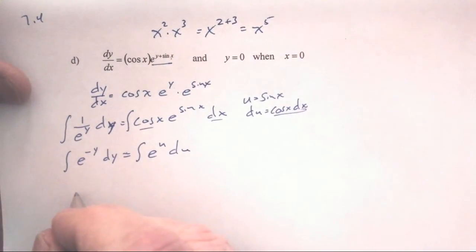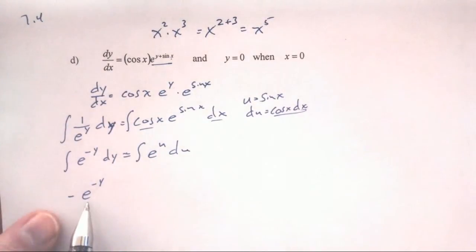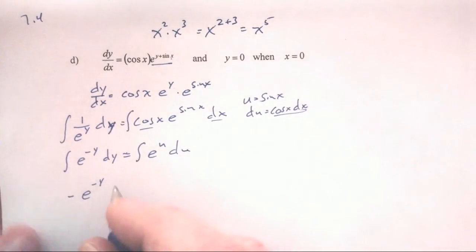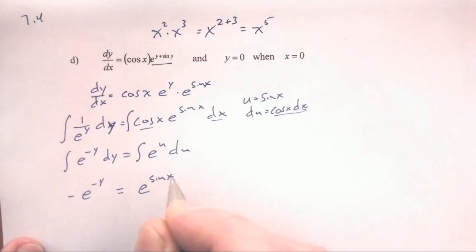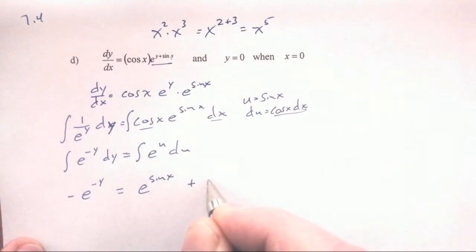So I get e to the negative y. Got a little chain rule there. Let's check in reverse. Does the derivative of this give me that? Yep, it gives me e to the negative y times the inside derivative. So that's good. Equals integral of e to the u wants to be e to the u. So that's e to the sine of x plus c.